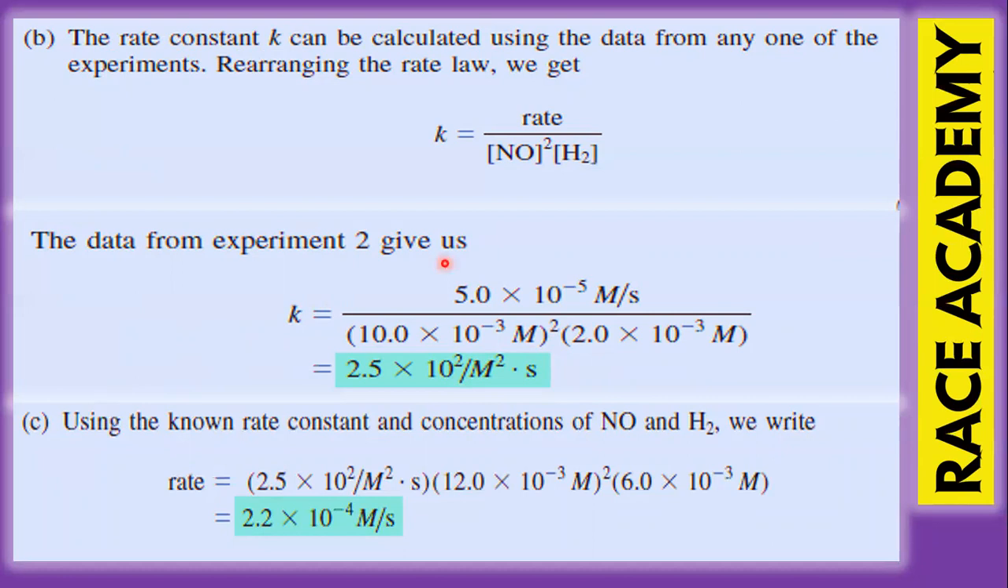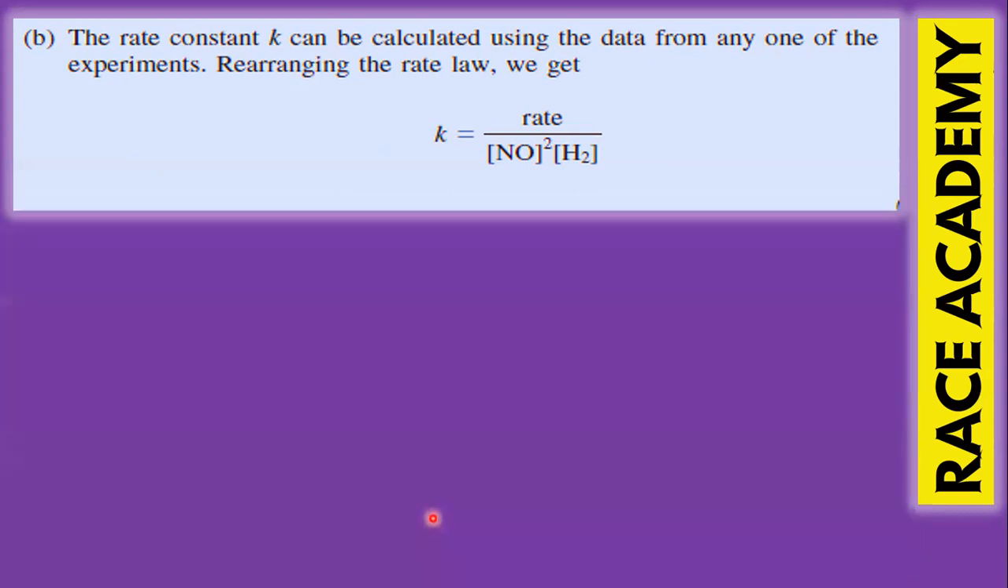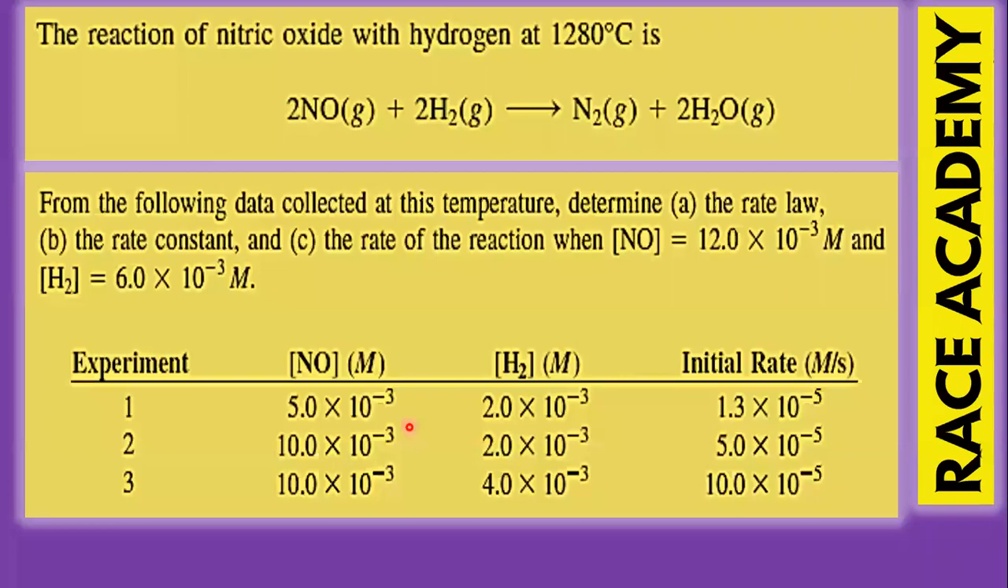Third one, rate of the reaction. The concentrations are given in the problem, specifically NO is 12.0 into 10 to the power minus 3 and H2 is 16 into 10 to the power of minus 3. That value is substituted with the rate constant obtained in problem number 2. That gives 2.2 into 10 to the power of minus 4 molarity per second as the answer for the rate of reaction. So 3 problems were asked in this question, 3 calculations.